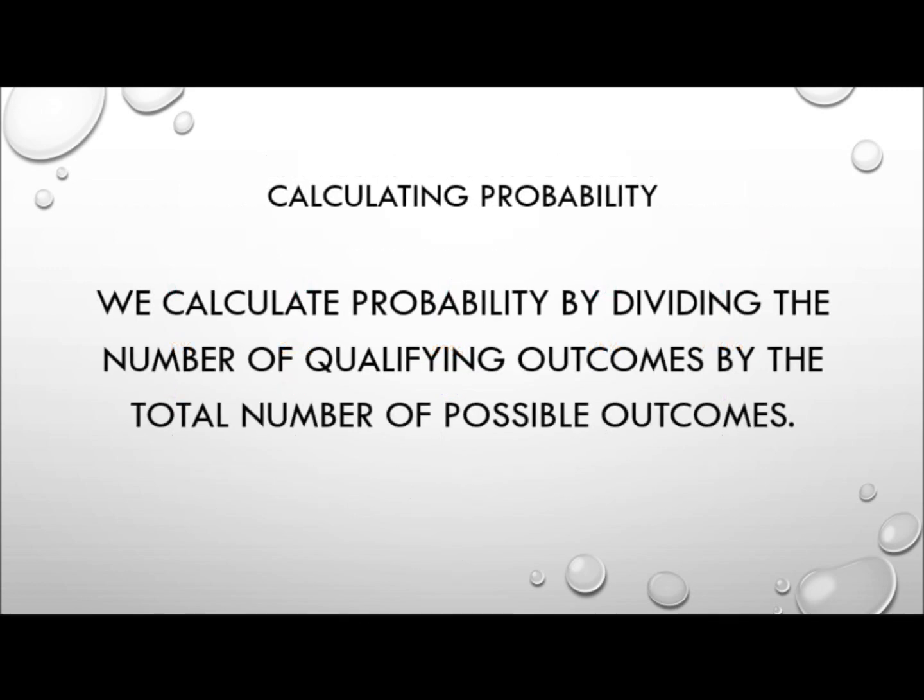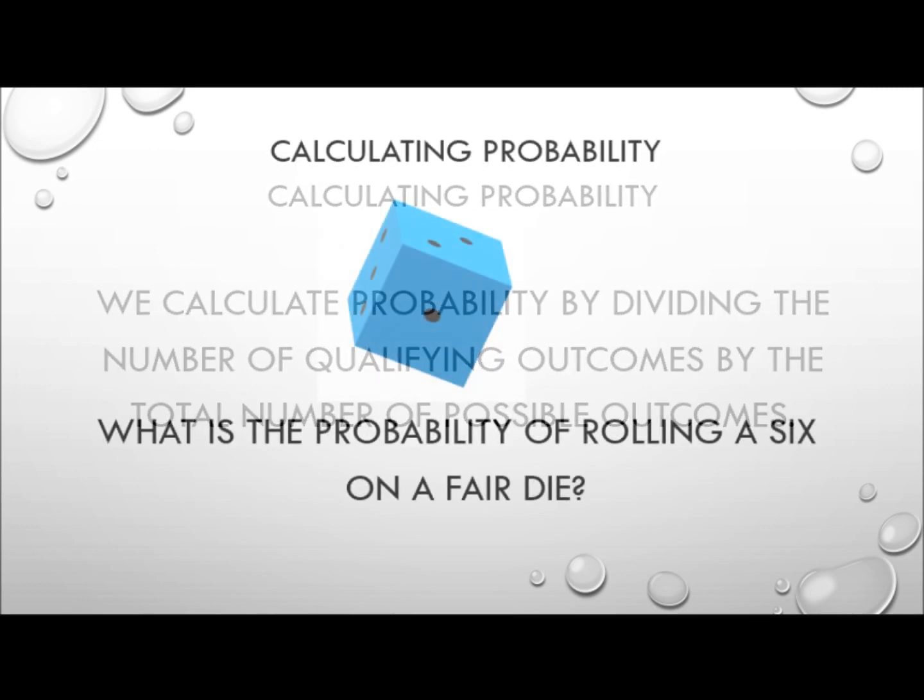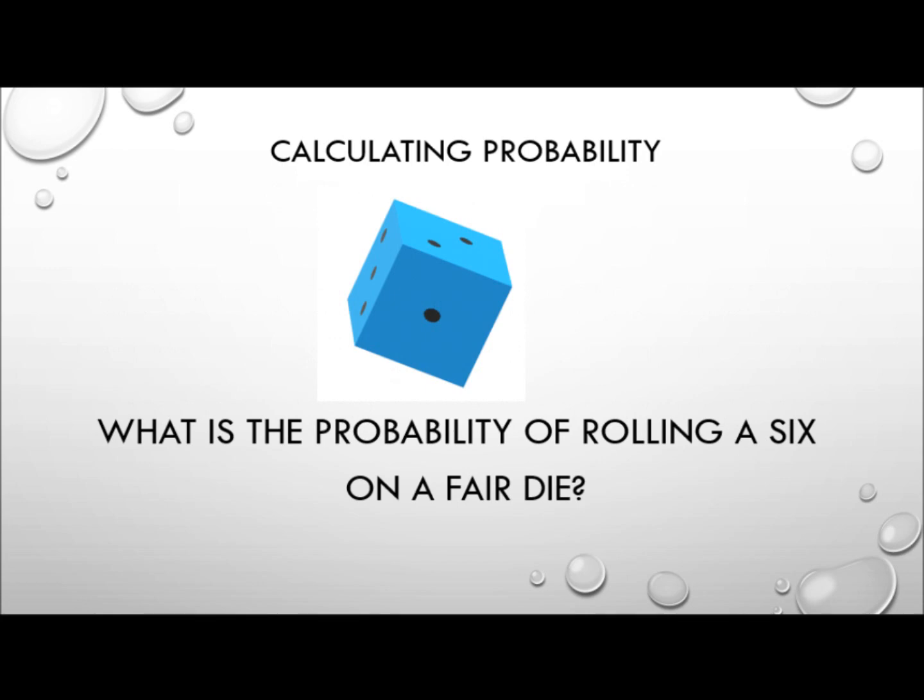We calculate the exact value of the probability by dividing the number of qualifying outcomes by the total number of possible outcomes. For example, what is the probability of rolling a 6 on a fair die?